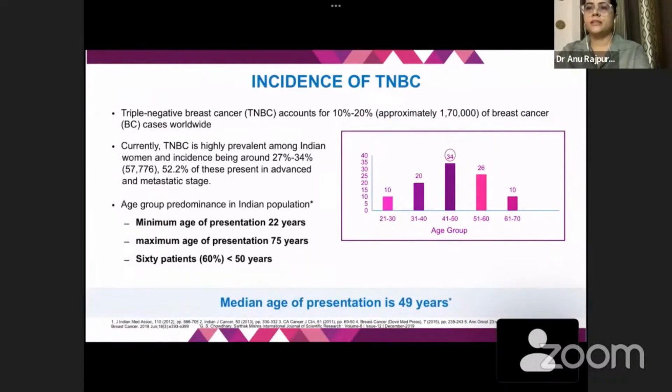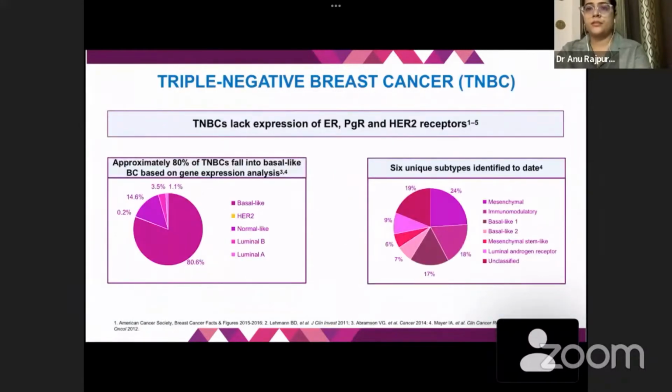Now coming to the incidence of TNBC. TNBC accounts for 10 to 20% of breast cancer worldwide, but in the Indian scenario, it is a bit high. It ranges between 27 to 34%. Half of them present in the advanced and metastatic stage. The minimum age of presentation is 22 years, the maximum 75 years. 60% of the patients are less than 50 years. As we all know, TNBC is defined by the lack of expression of ER, PR and HER2.